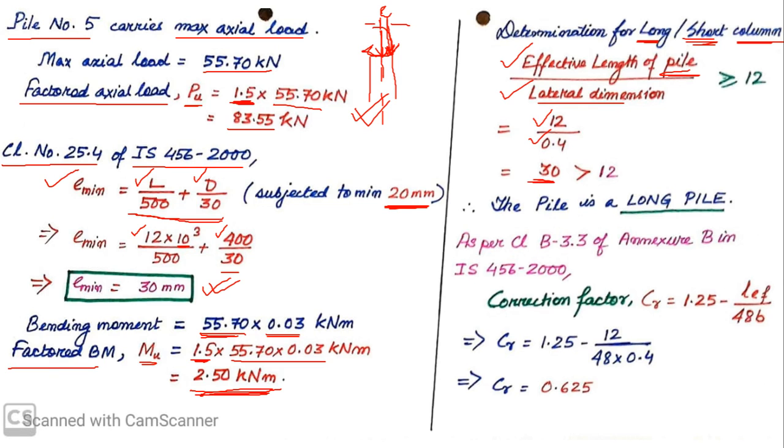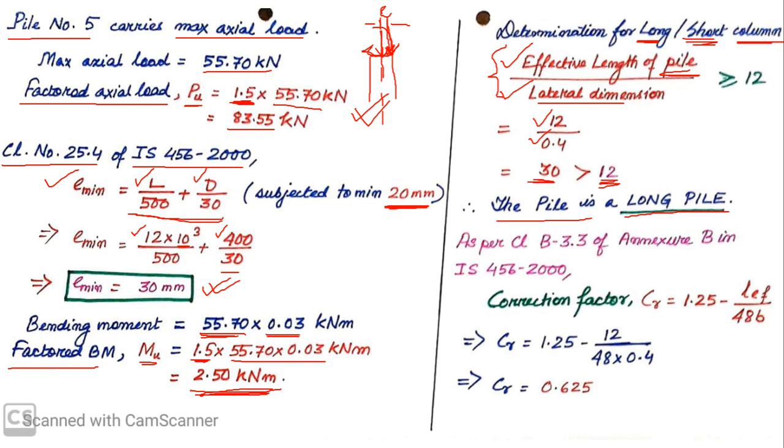So you know that if this ratio, that is effective length by lateral dimension, is greater than 12, then we say that the pile is a long pile or the column is a long column. So in our case, the value 30 is greater than 12, so the pile in our case is a long pile.